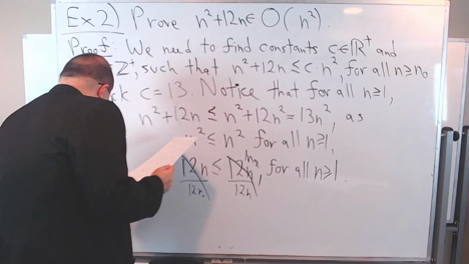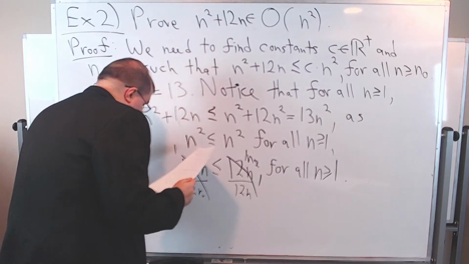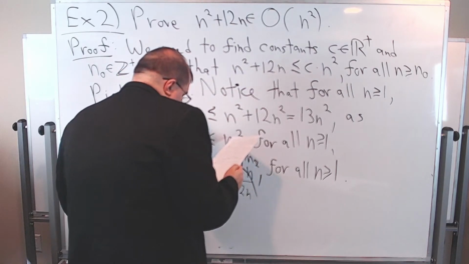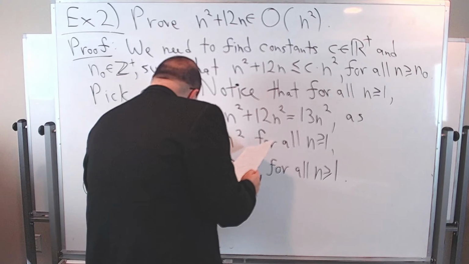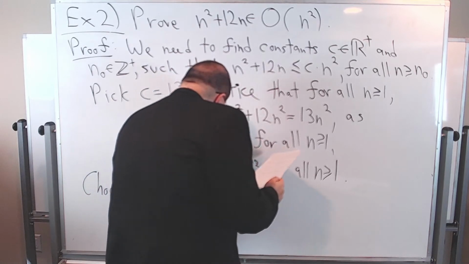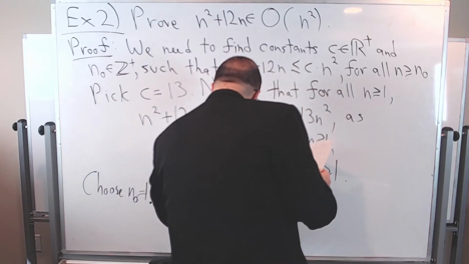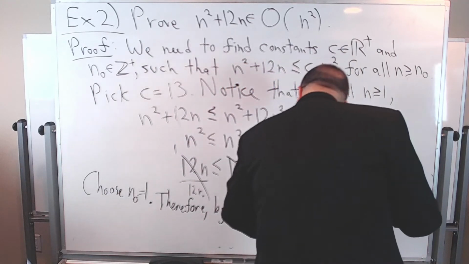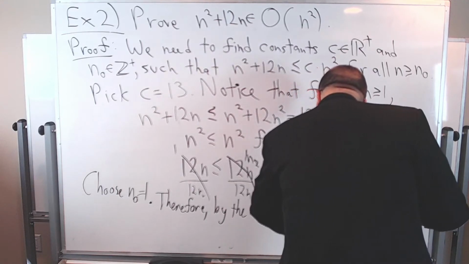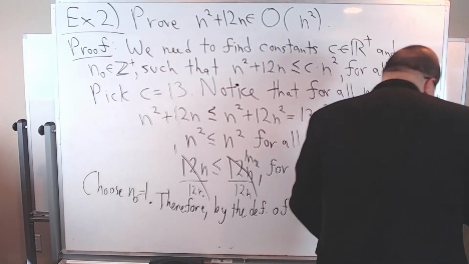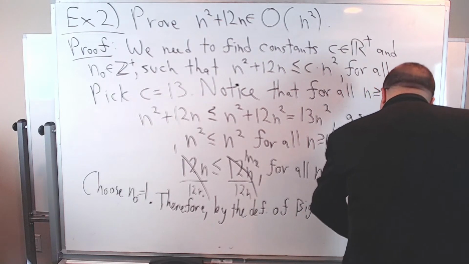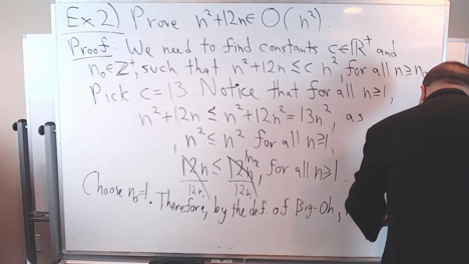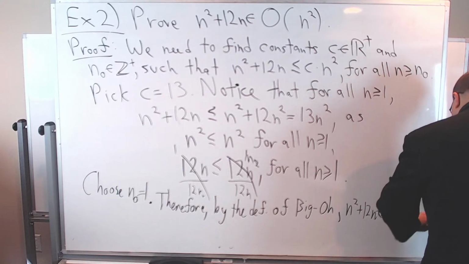So I'm just going to choose n0 is equal to 1. Therefore, by the definition of big O, n squared plus 12n is big O of n squared. That's the end of the proof.